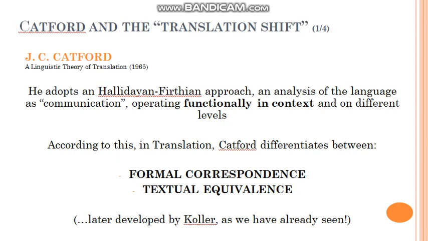Now the second one is Catford and the translation shift. We will discuss translation shift fully in another video; right now we are just covering the basics of what they have mentioned. J.C. Catford gave a linguistic theory of translation, using the Hallidayan and Firthian approach in the analysis of language as communication operating functionally in context and on different levels. According to this, in translation, Catford differentiates between formal correspondence and textual equivalence, which was later developed by Koller.